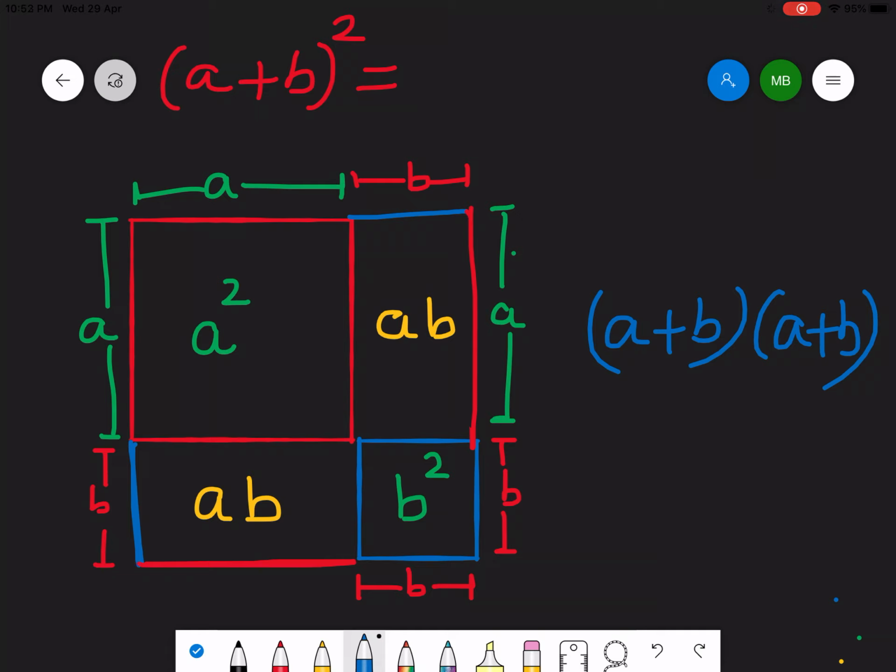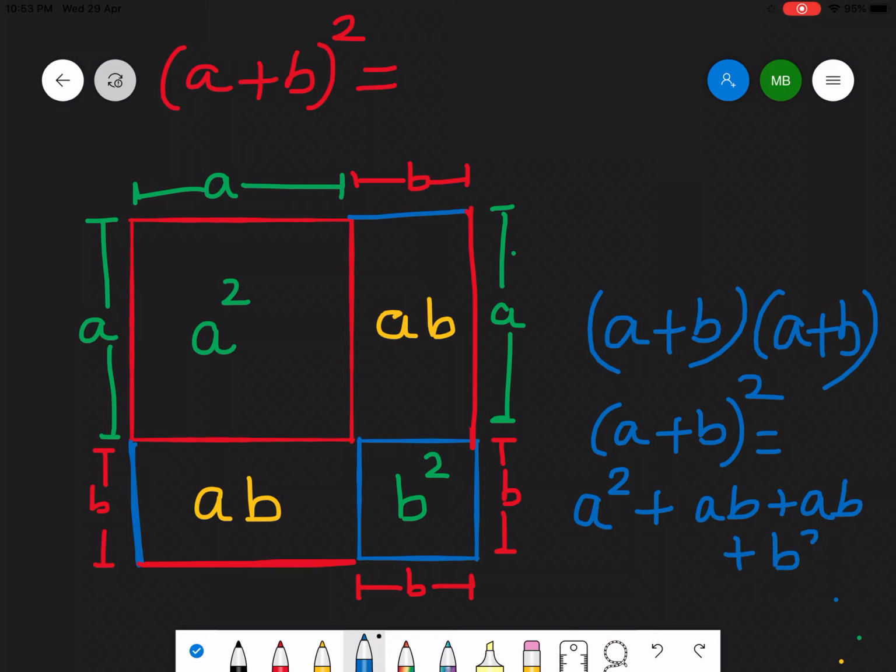So now this complete square, whose area is (a plus b) times (a plus b), or we can call it (a plus b) whole squared, consists of 4 parts in all, right? What are those 4 parts? So this area in turn is the same as: we have a square with area a squared, then we have 2 rectangles with area ab each, and another small square with area b squared.